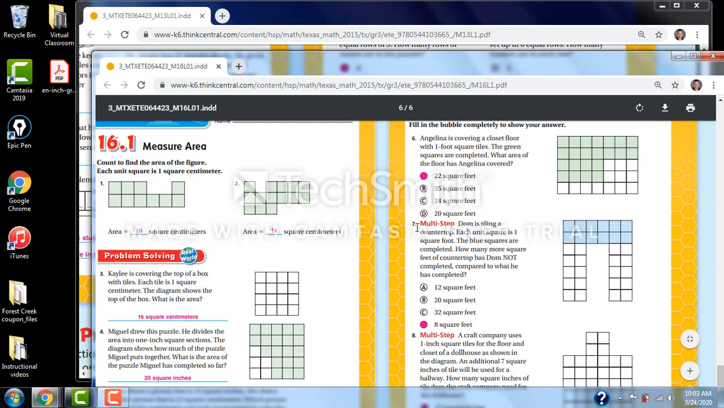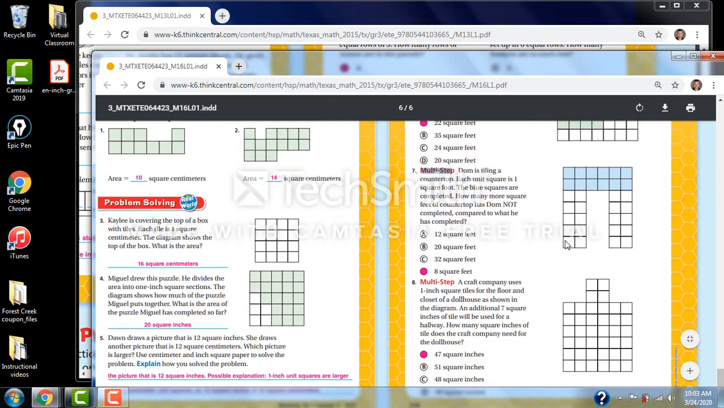Here's a multi-step problem, so you know you're going to have more than one step. Dawn is tiling a countertop. Each square unit is 1 square foot. The blue squares show the completed part. How many more square feet of countertop has Dawn not completed compared to what she has completed? So get your total area here, get your total area here, subtract both, and you will have 8. Your answer is 8.